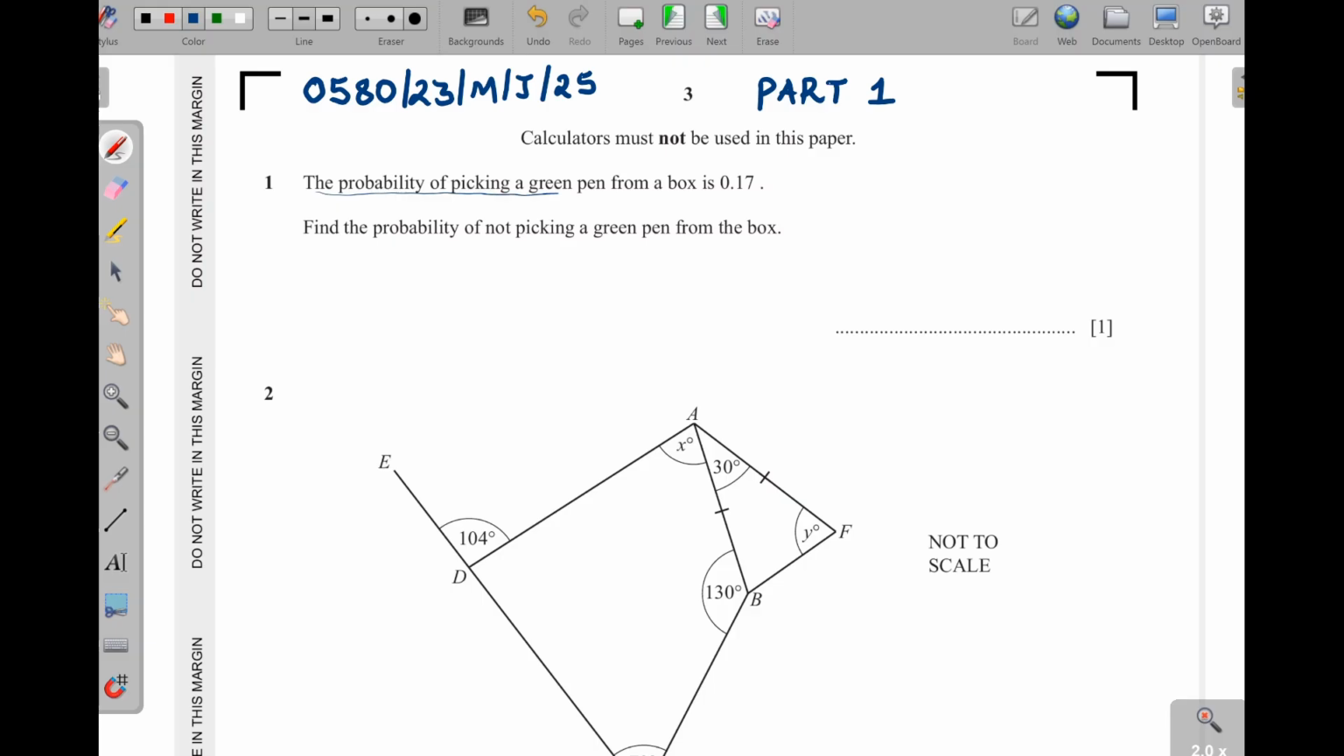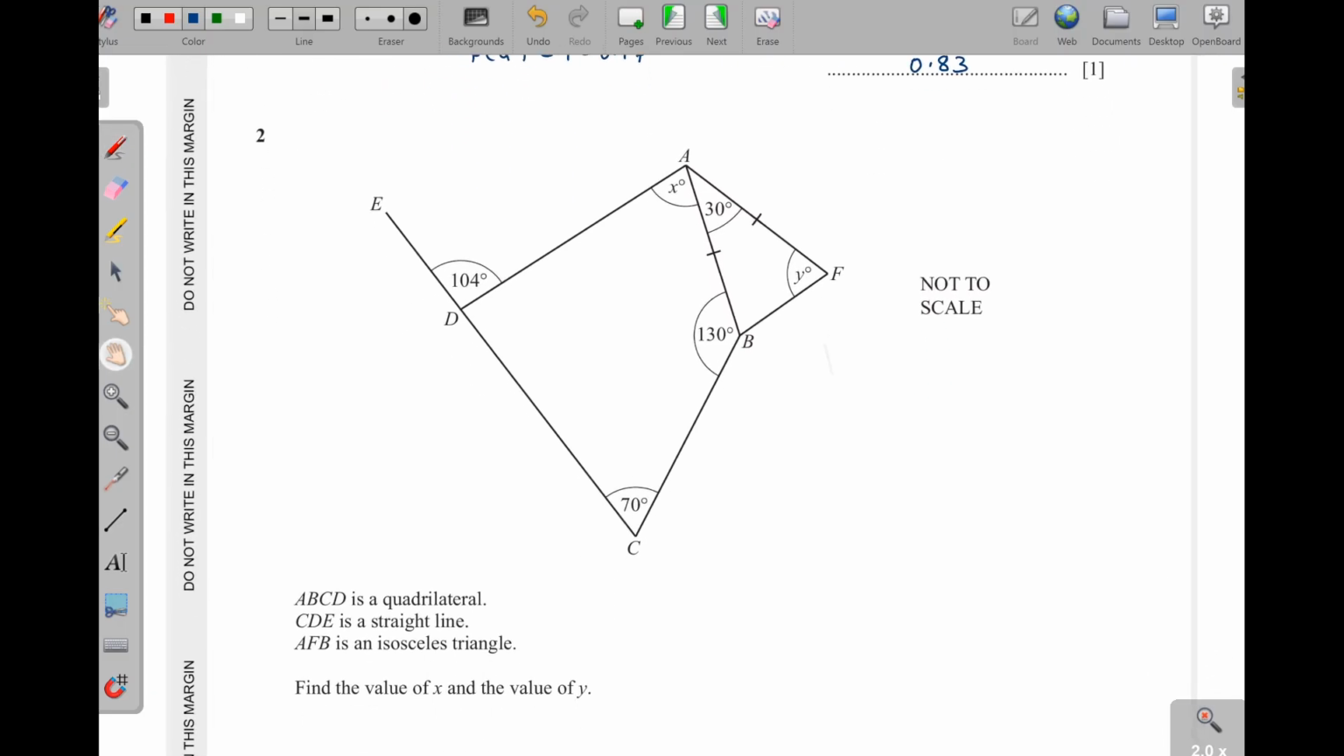The probability of picking a green pen from a box is 0.17. Find the probability of not picking the green pen from the box. Of course, probability of picking something plus probability of not picking it is always equal to 1. So the probability of not picking the green pen is 1 minus 0.17. 100 minus 17, you get 83. So here we get 0.83.